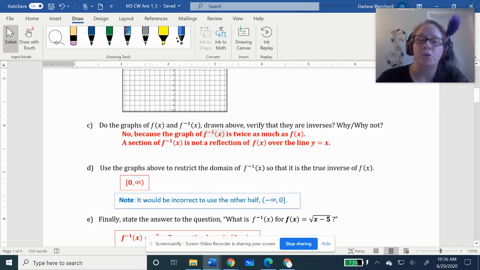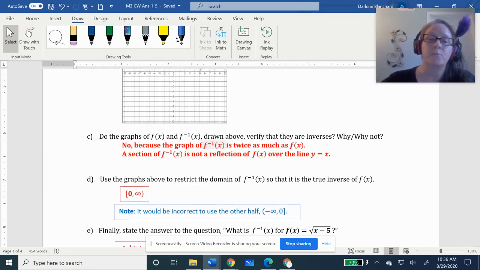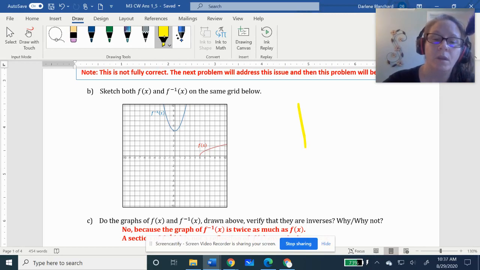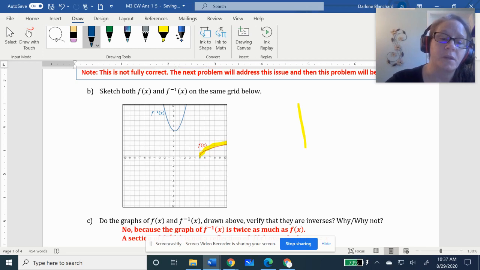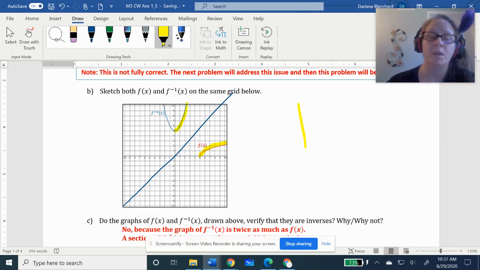How would you restrict the domain of the inverse function so that it is the true inverse of f of x? Look at the graph and notice which of these two sides of f inverse is a reflection of this graph over the line y equals x. So if I draw y equals x, this one is the reflection. And then I want to look at what are the x coordinates. The x coordinates are starting at 0 and on toward infinity for the domain of just that section.